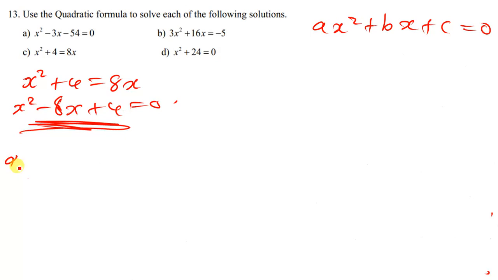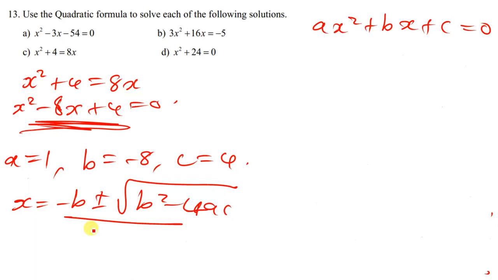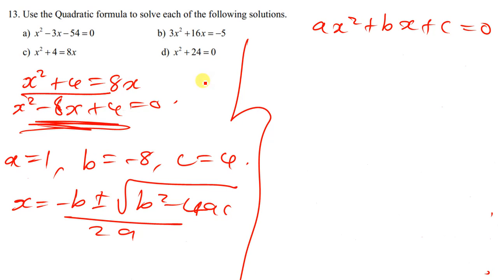So this is what you are going to have as your equation. So your value of a in this case is 1. The value of b is negative 8, then the value of c is 4. So you use the quadratic formula, x is equal to negative b plus or minus the square root of b squared minus 4ac, everything over 2a, to solve this quadratic equation.